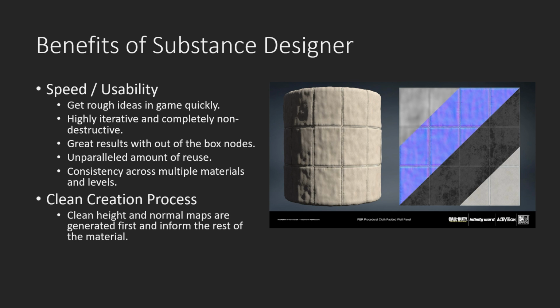Then we have a clean creation process, where clean height and normal maps are generated first and inform the rest of the material. What I mean by that is, I'm a big fan of making the height and normal first, and then you use that data to leverage information for your gloss and your albedo later on.